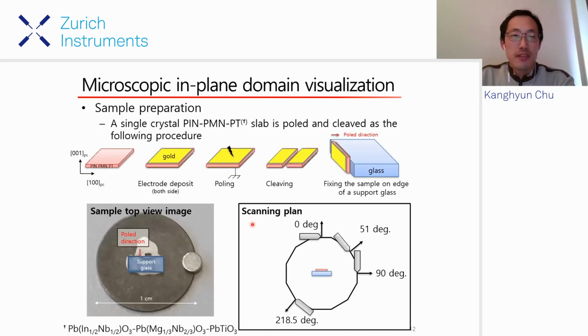So let's see. I'm going to explain how I did this job. First, I prepared the relaxer sample, which is the PIN-PMN-PT. So I poled the sample and prepared the cleaved surface. And I did 4 scans of the same area of the sample.